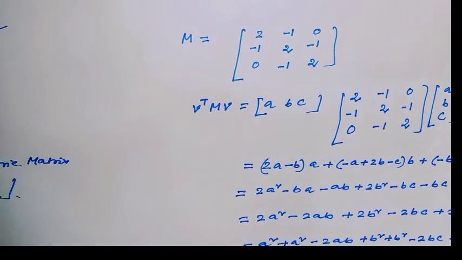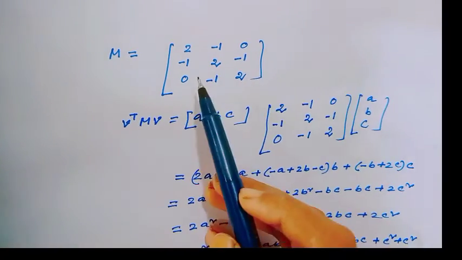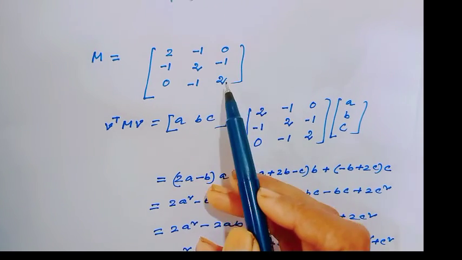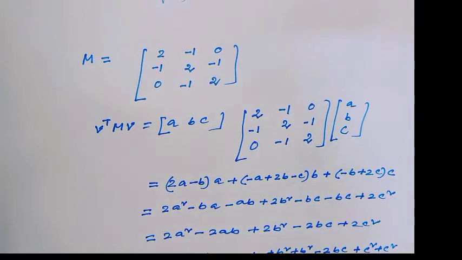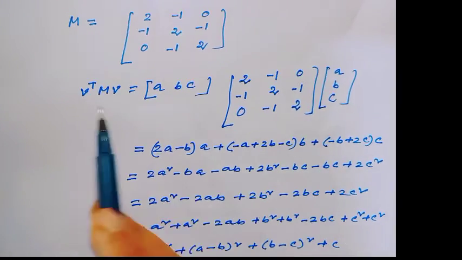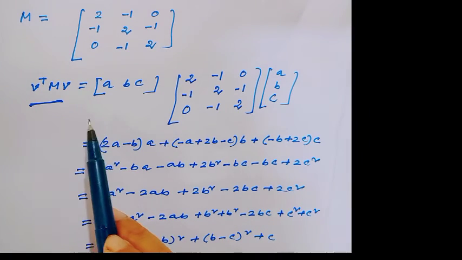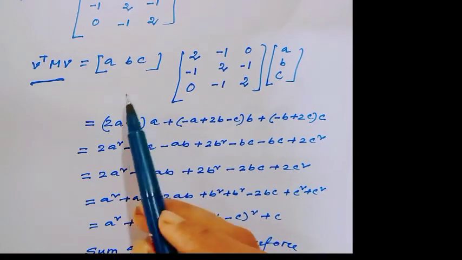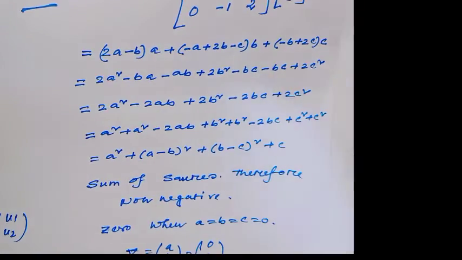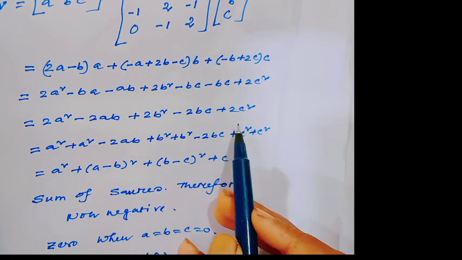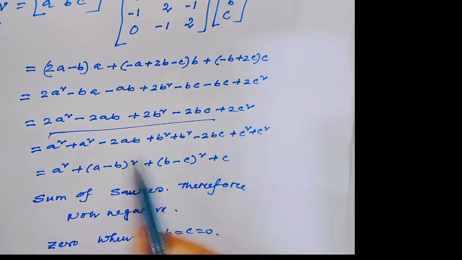Now let's consider one matrix. Here the rows are 2, minus 1, 0; minus 1, 2, minus 1; 0, minus 1, 2. Let's verify whether this matrix is positive definite. Now we have to calculate V transpose M V. Consider the vector V equal to (a, b, c). Then V transpose M V would be, just put in the values, 2a square minus 2ab plus 2b square minus 2bc plus 2c square at first.